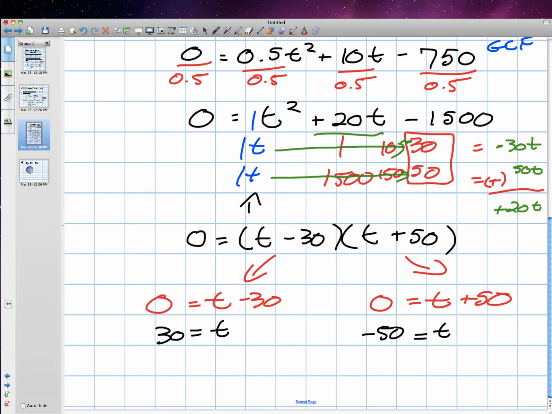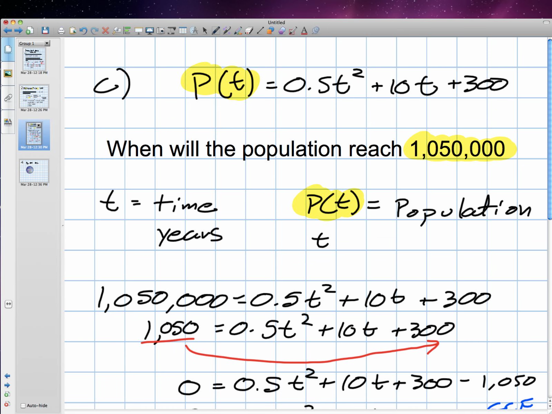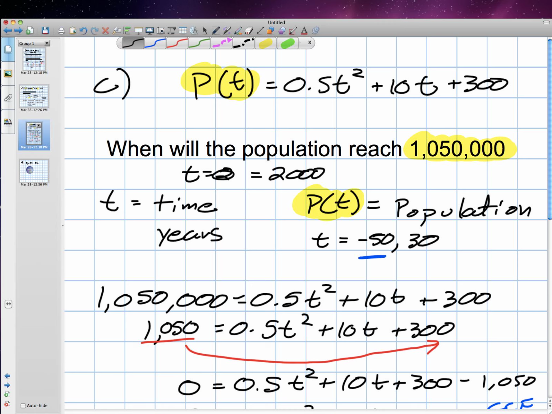So let's talk about this. When we go backwards, we got our answers. This is what our question was asking us. We discovered that t is equal to either negative 50 or positive 30. We have two answers. So our population, when t is equal to 0, that's the year 2000, we have to either add or subtract these numbers. So this is telling us that the population will be 1,050,000 people, either 50 years before the year 2000 or 30 years after. So that means either 1950 or the year 2030.